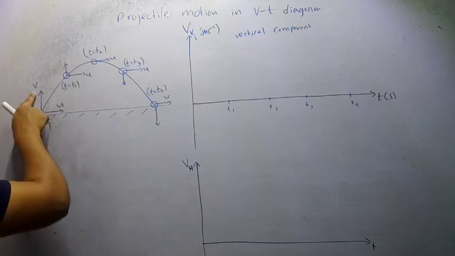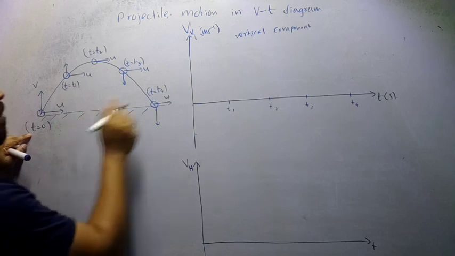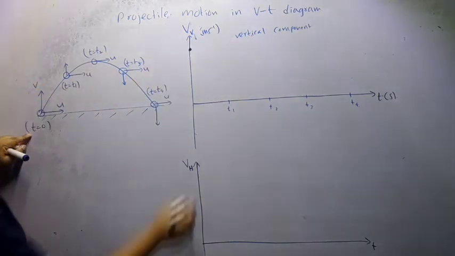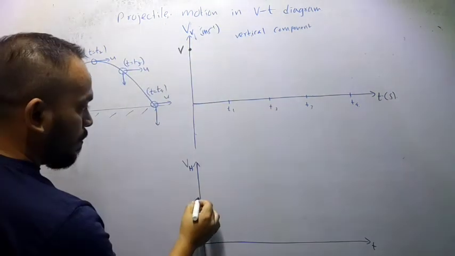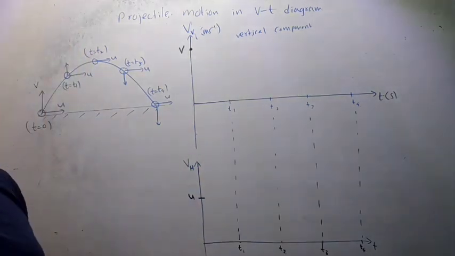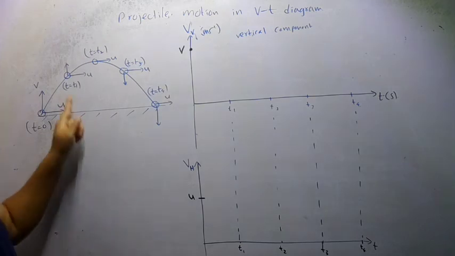Right. Starting velocity v. Let's take t equals 0. Starting velocity at t equals 0. There is a vertical component v, and a horizontal component u. Right. v and u. Next, what happened at t equals t1?